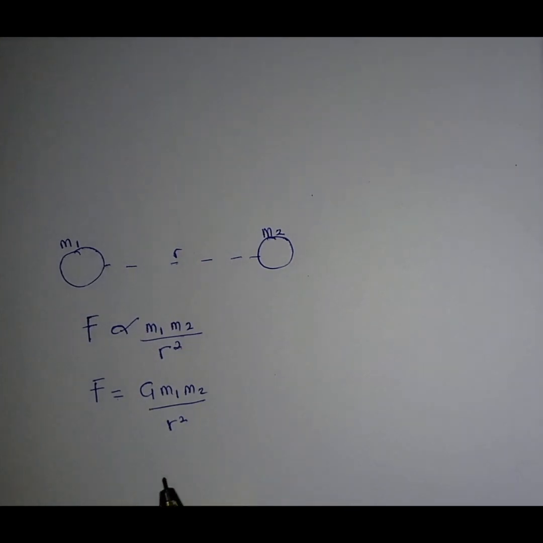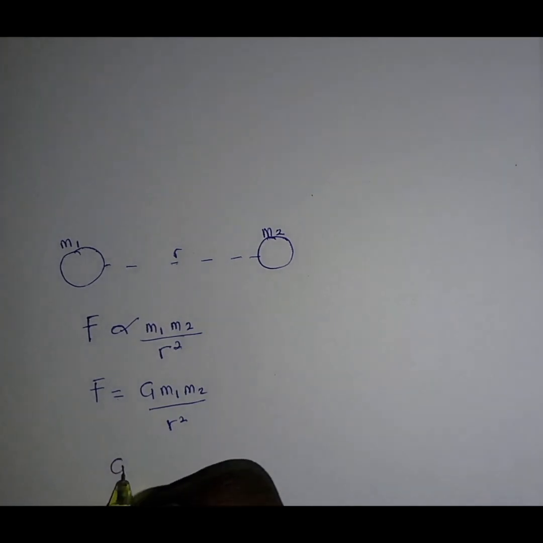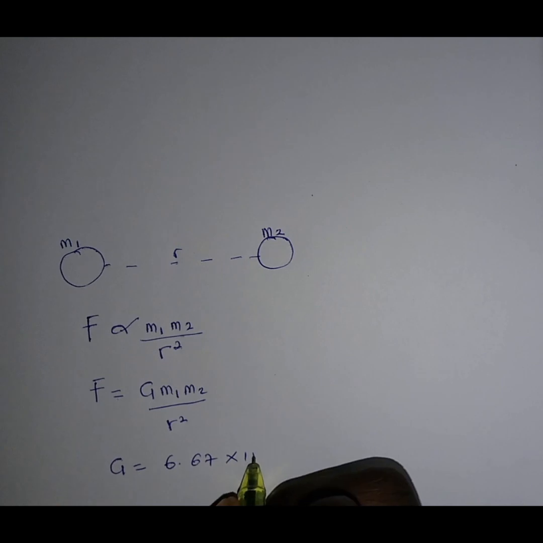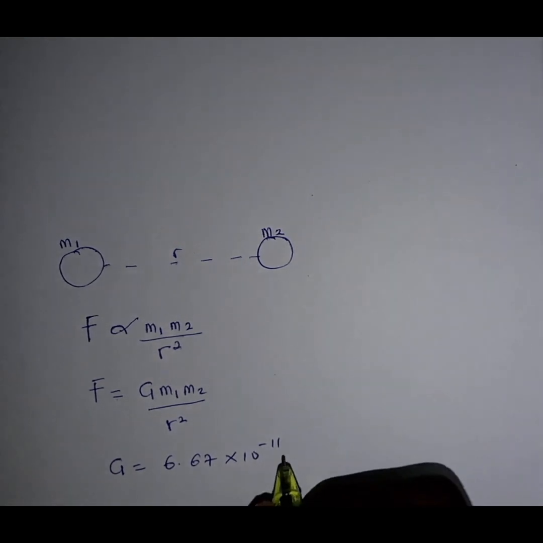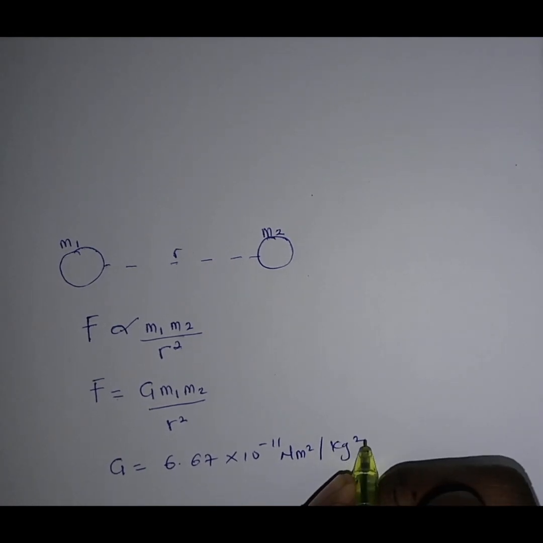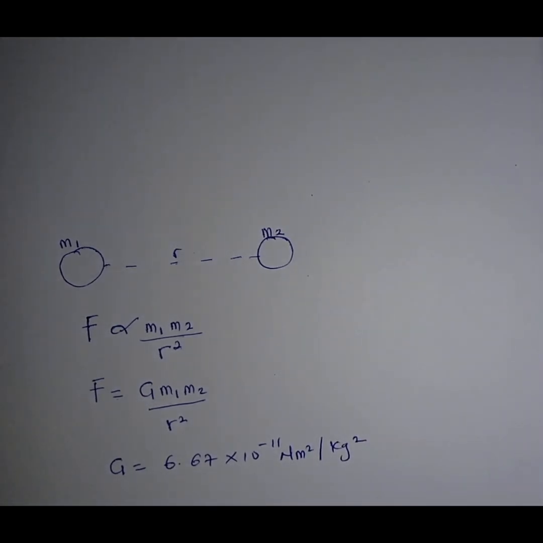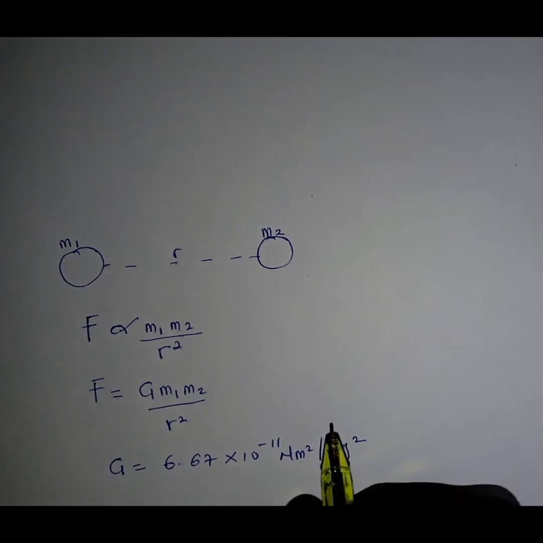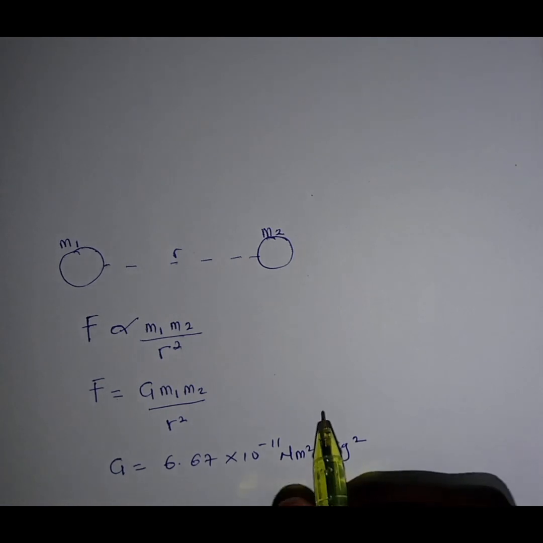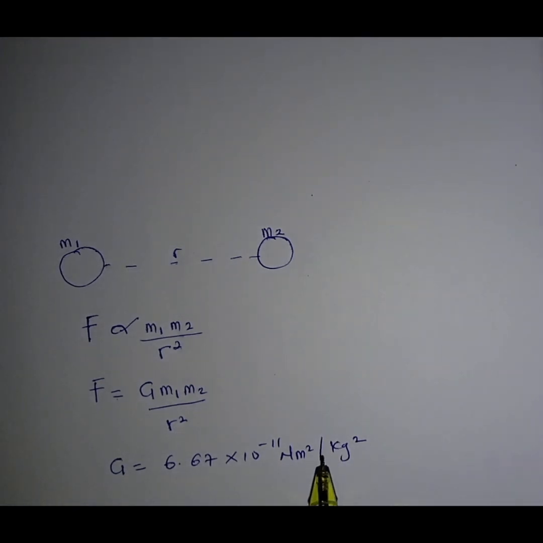Now, the G is a constant, as I've said earlier, and it has a value of G equals to 6.67 times 10 raised to minus 11, and the unit is Newton meter square per kilogram square. So this is the formula of force of attraction between two bodies. Now, we'll be taking some calculations pertaining to this.